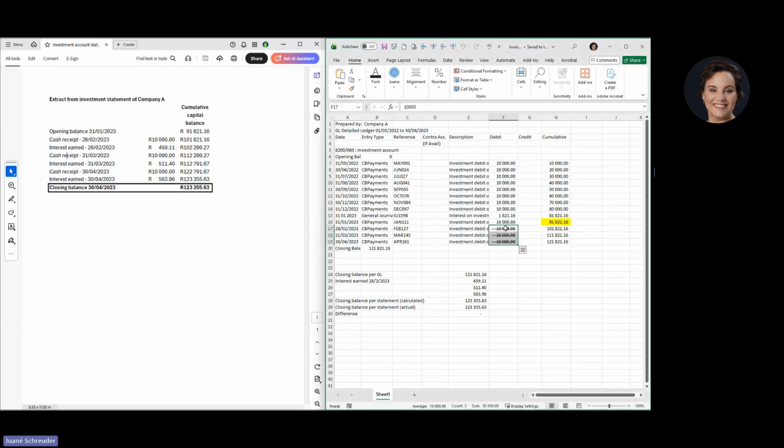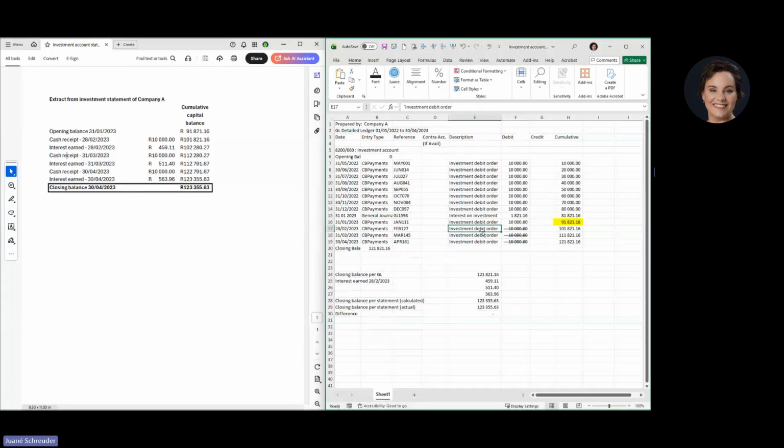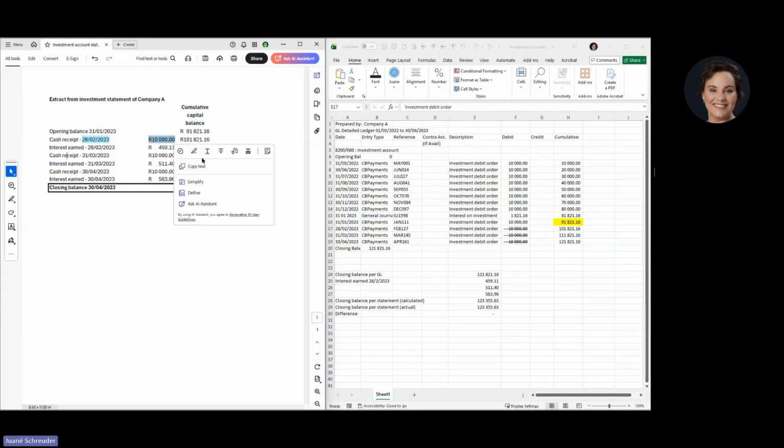So what I've then done is I've actually taken the 3 lines in the general ledger. And I went to see, okay, there's a February entry, what is this thing saying? It's a debit order. Okay, so that then, in other words, is basically money saved to the investment account. So I would expect that money to increase the statement. So on the left-hand side in the investment account, again, on the 28th of February, so that matches. There is a 10,000 Rand that's come in there.